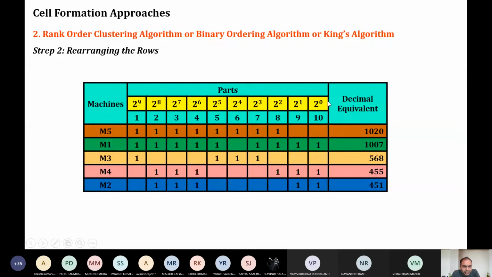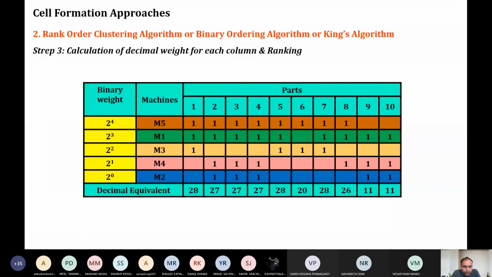So what will be the next step? We are done with the rows. We have to now go for the columns. We have rearranged it for the rows, and now this becomes the new matrix. After getting this, we are going to assign the binary weightages to the columns now, because the rows are completed.